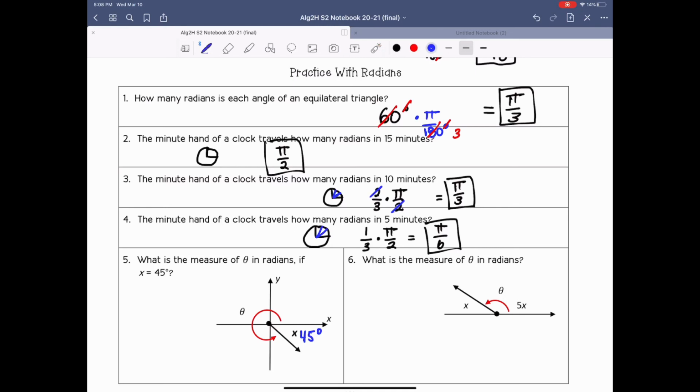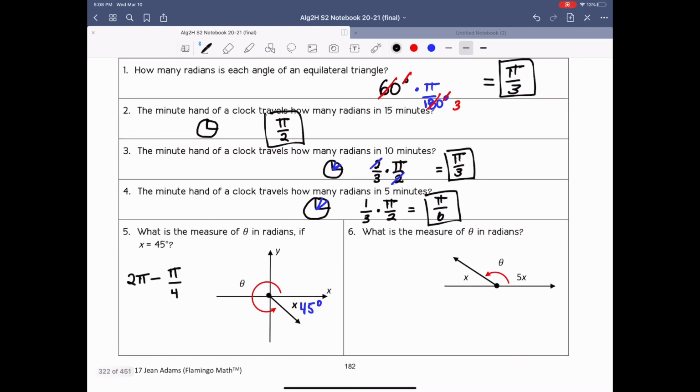So I can take the whole measure of the circle, 2 pi, and subtract the tiny little segment right here with x, which is converted to pi over 4. Obviously, in order to subtract a fraction, I need like denominators, so I can convert 2 pi to 8 pi over 4, and I can subtract pi over 4. So theta is going to measure 7 pi over 4, and that's my final answer.